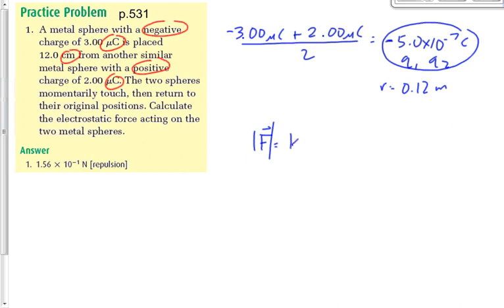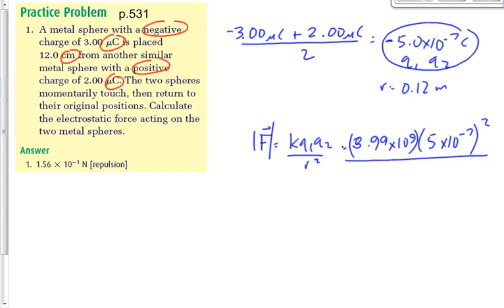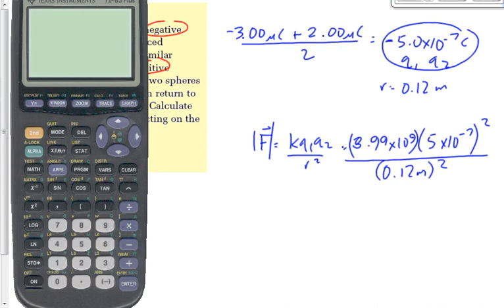So F is equal to KQ1Q2 over R squared. That means it's a big long constant again, 8.99 times 10 to the 9 times 5 times 10 to the minus 7. Oh, okay, I ran out of space. Can I do this? Okay? Sure I can, right? It's the same number. It's not always going to be the same number, but when they're touching together, it is. So I'll do that just to save a little bit of space there. R is 0.12 meters. So do not forget to square that. And let's pull out the calculator here.